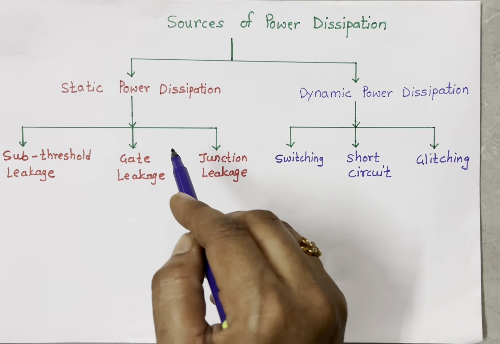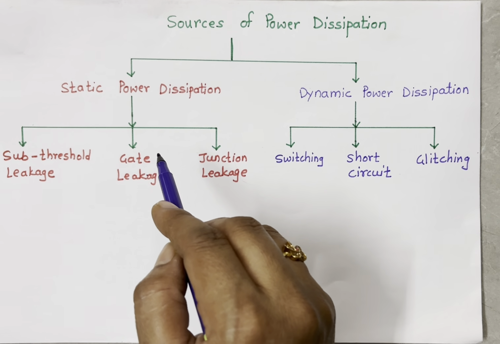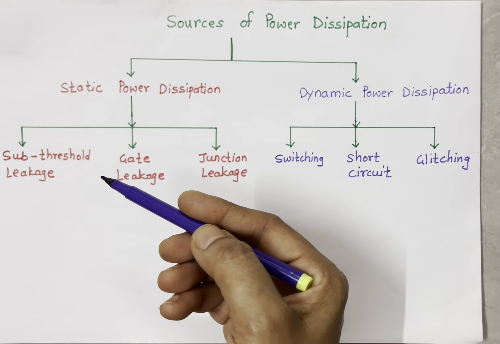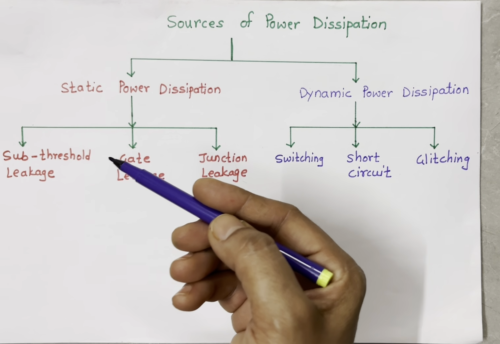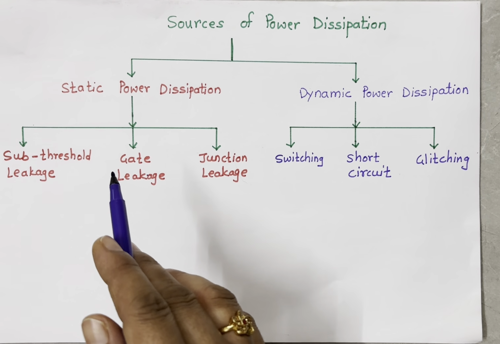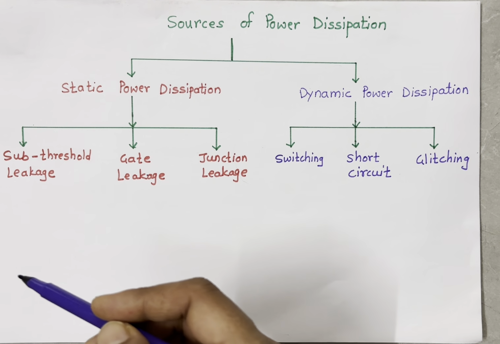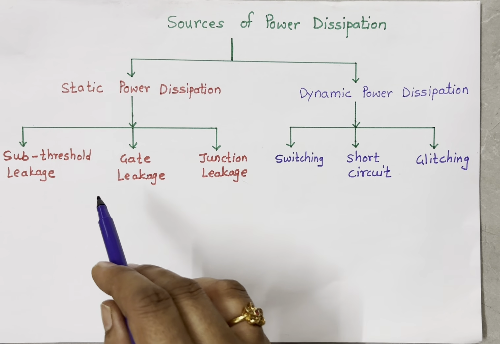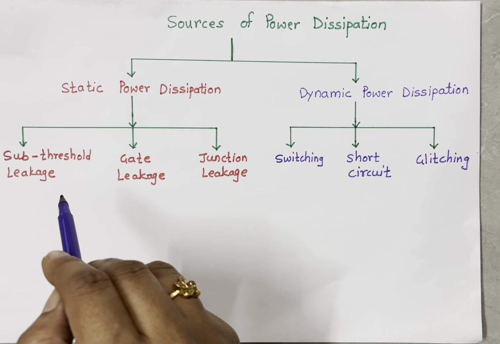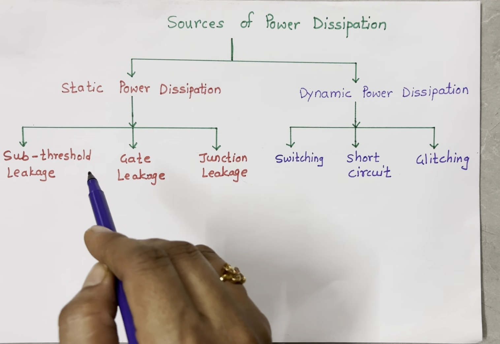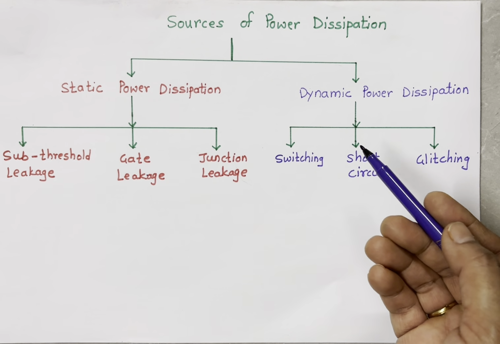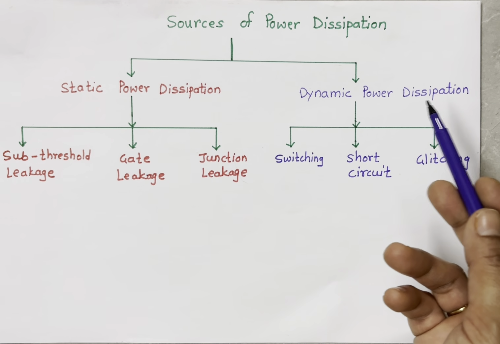So to reduce static power dissipation, we can simply reduce the supply voltage. Then it will lower the leakage currents. Then increasing gate oxide thickness can reduce leakage currents, or using low power sleep modes can drastically reduce static power consumption. Next is dynamic power dissipation.